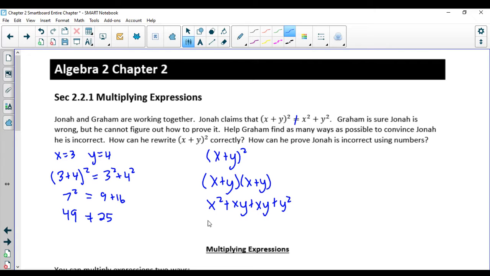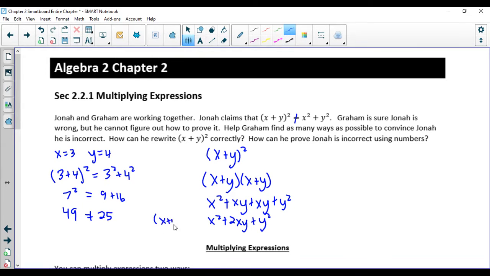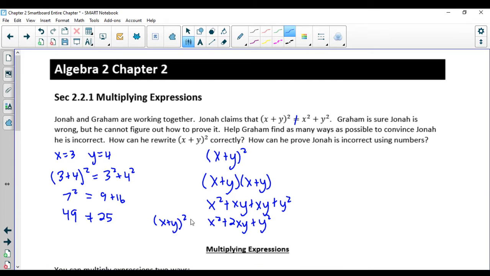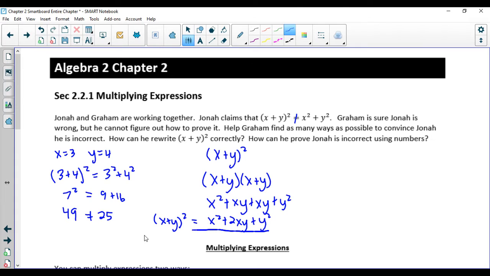And then as I add my like terms, I'd have x squared. There's 1xy here plus another 1xy here would be plus 2xy, plus y squared. So that is what (x + y) squared really equals. So we can say, all right, Jonah, (x + y) squared really equals this. That's your answer.